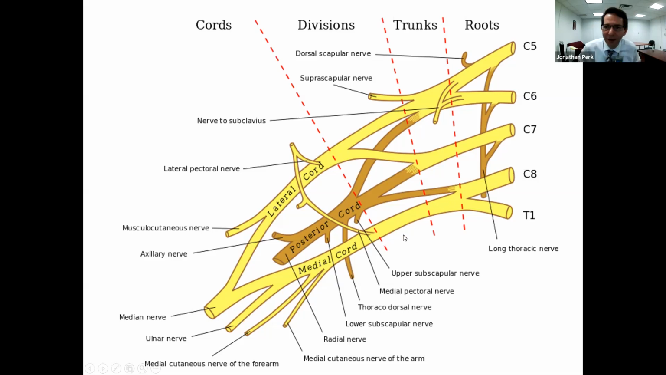Now, don't let this fool you. The upper trunk and the lower trunk, this is the area here, it's really above and below. But once we get to the limb, we really talk about what is lateral and medial. So everything is going to be divided into lateral and medial, and then we have the posterior behind, okay? The medial and lateral correspond to the limb itself. And that's why we switched from calling the trunks upper and lower to calling the cords lateral and medial, okay?